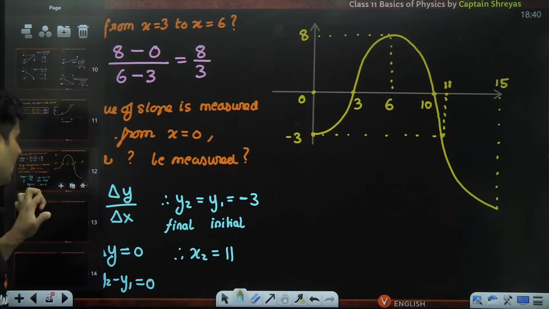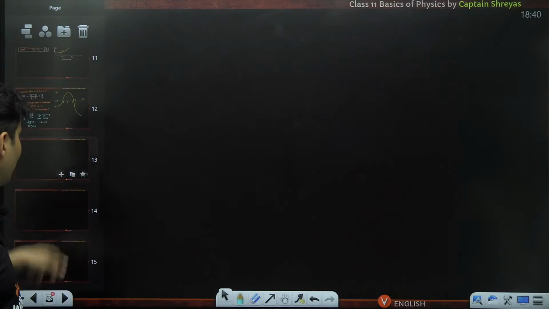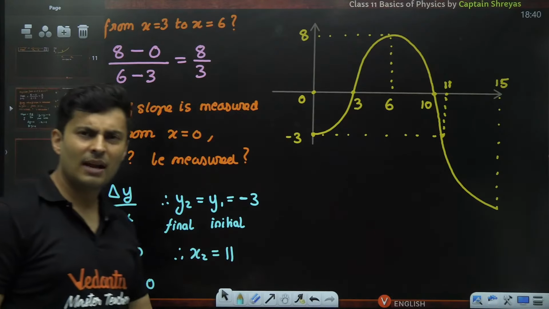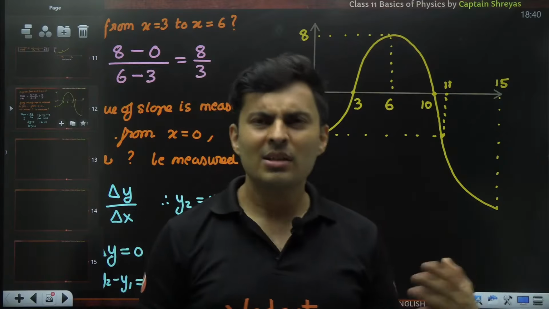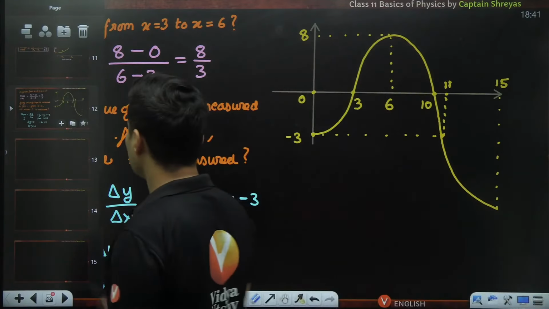Oh, okay, sir. Now I understood what is the meaning of average slope, sir. Can I use it somewhere? Many places like finding average velocity, average speed, average change in momentum. So all those places you use this concept of average value of the slope.